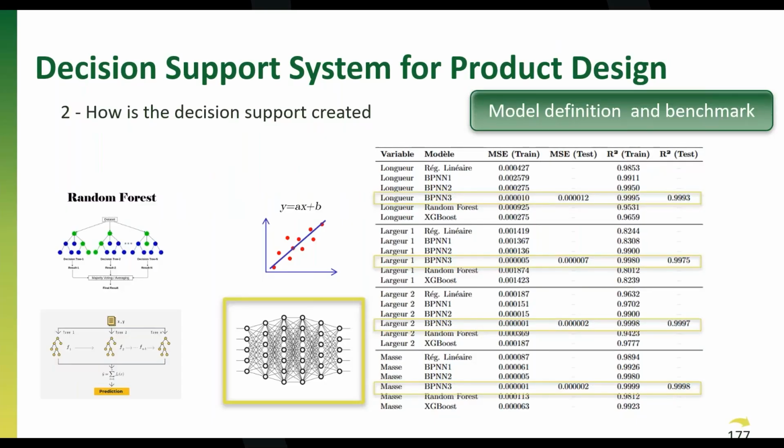So how was it created? Here we have the model definition and benchmark. So we started with different machine learning and deep learning or statistical modeling methods. So random forest, XGBoost, linear regression, and backpropagation neural network. We've done some benchmarks. We selected the backpropagation neural network as the most efficient one. So then we could step to the next step, which is on the next slide, please.